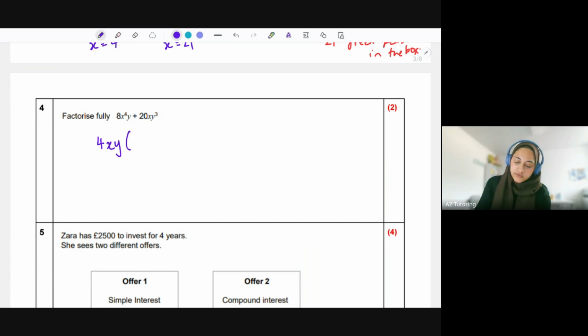4 times something gives me 8, so 4 times 2. X times something gives me x to the power 4. That's x cubed because we're just adding the powers. 1 add 3 is 4. And then y, we've already got the y, so that term's done. 4 times something gives me 20. That's 5. X we've already got, and then y squared because y times y squared gives you y cubed. So I'd always recommend expanding it as well if you get time in the exam. Just see if you do end up getting the original question.